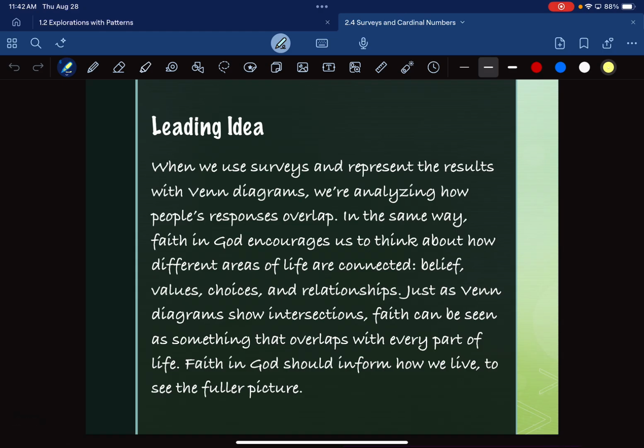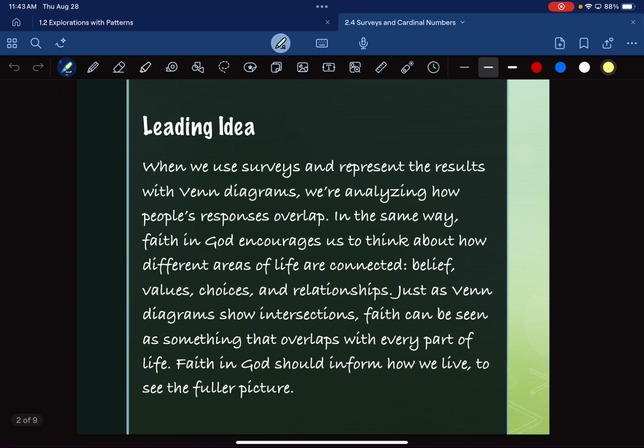When we use surveys and represent the results with Venn diagrams, we're analyzing how people's responses overlap. In the same way, faith in God encourages us to think about how different areas of life are connected. I talked to you already about how crazy connections with Venn diagrams happened in my life this week. Connections like this happen all the time. Belief, values, choices, relationships. Just as Venn diagrams show intersections, faith can be seen as something that overlaps with every part of life. Faith in God should inform how we live to see a fuller picture.